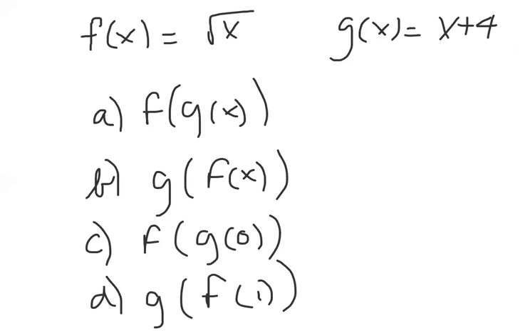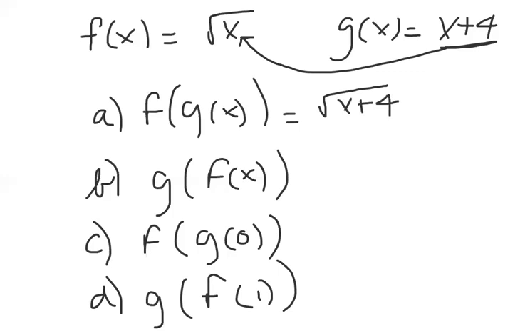So guys, look, for part A, they want you to take g and plug it in here for x. That's what they want you to do. So when you plug it in, you're just going to end up with the square root of x plus 4. Because you are only replacing the x, you're replacing this x with x plus 4. That's what you're doing with this one, okay? So that's it for this one.